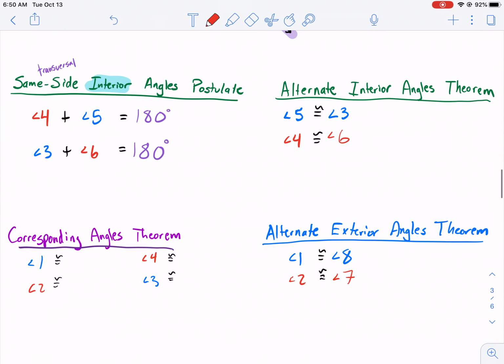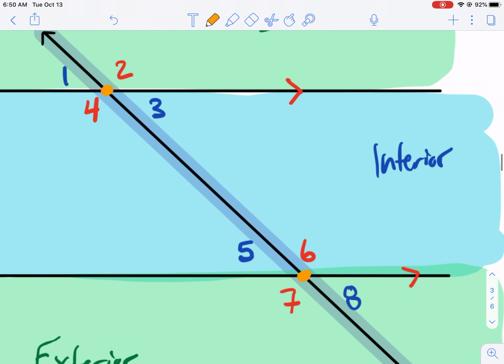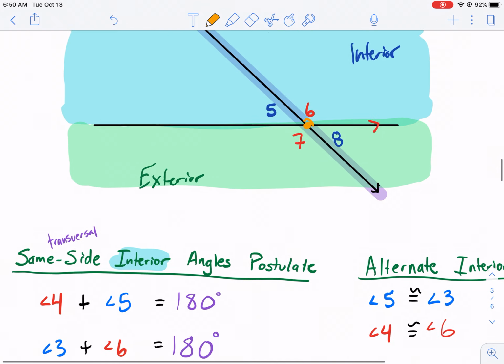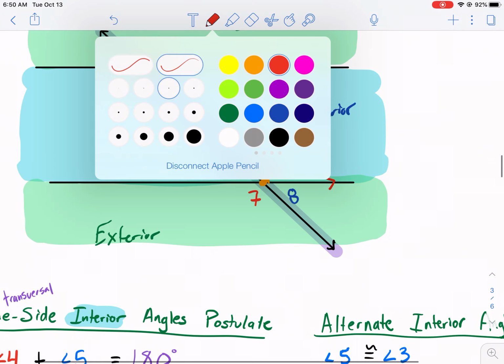Lastly, corresponding angles. When we're talking about corresponding, I like to think of it as here's our intersection. We have two intersections that are identical. The angles in each part of the intersection are going to be identical. So right here, this is the top right part of the intersection. So 2 and 6 are both in the top right portion of the intersection. They are congruent. Let's go to the next one.